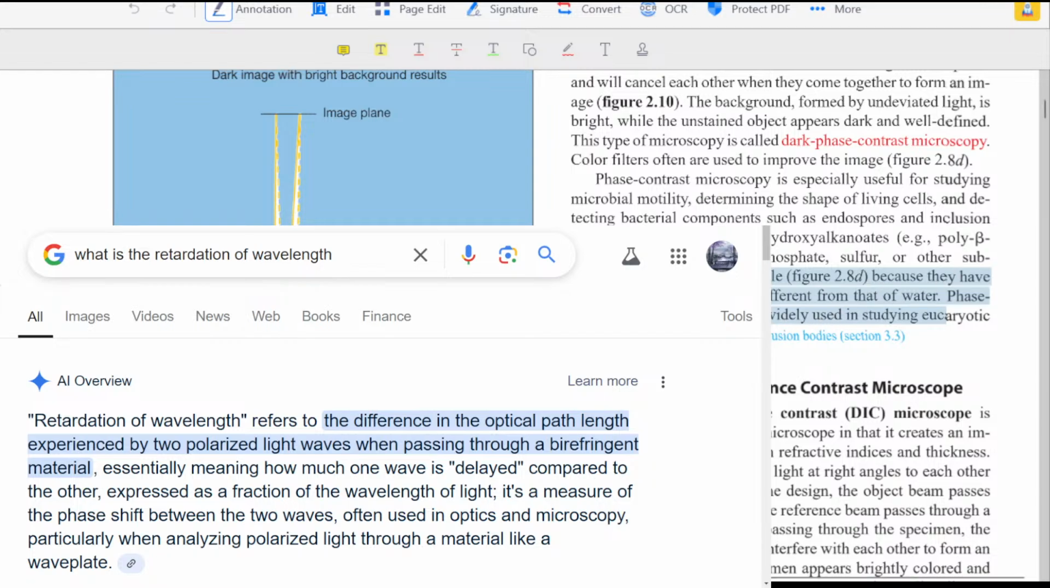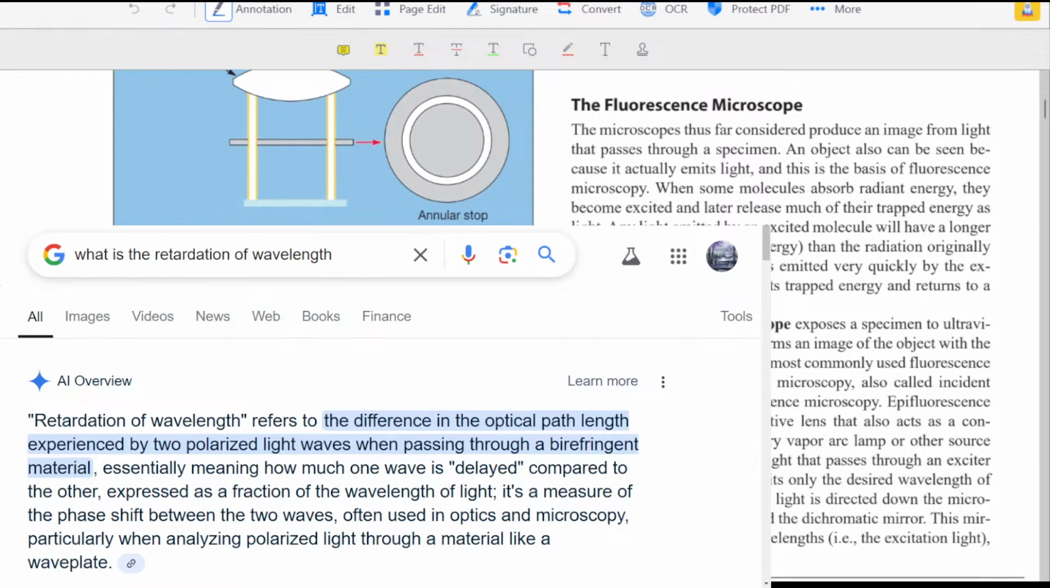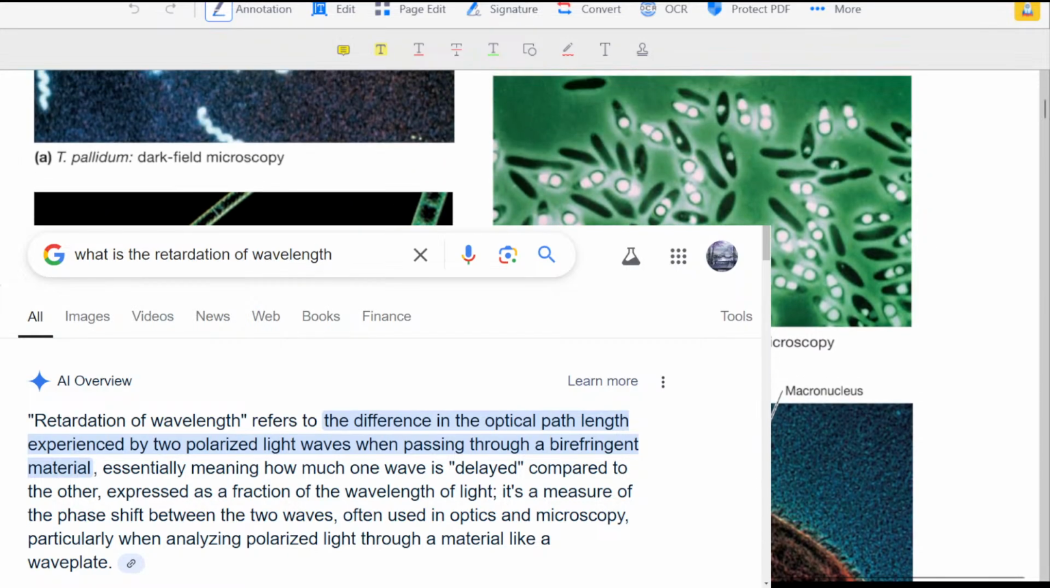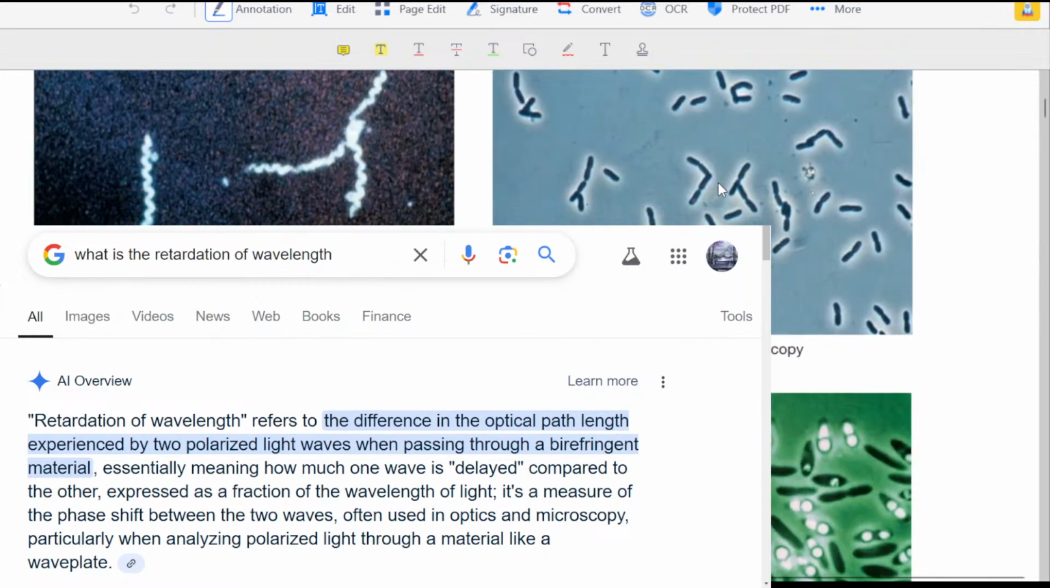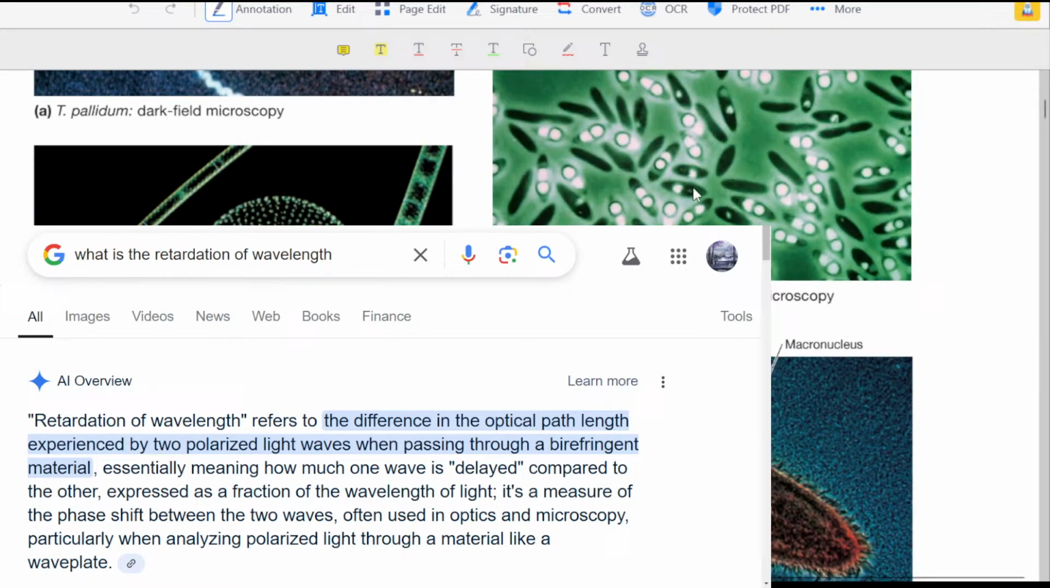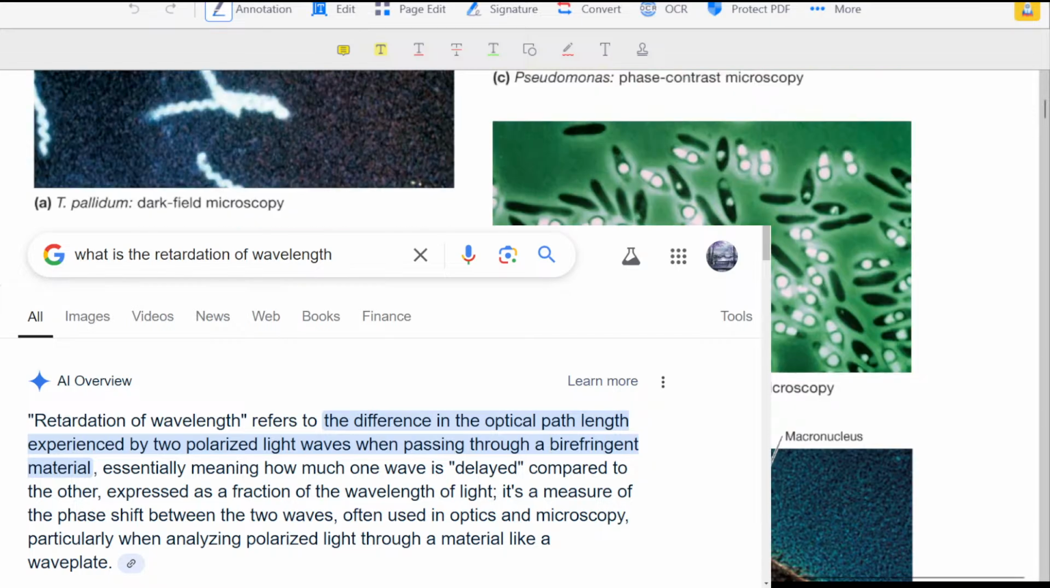So phase contrast microscopy is also widely used in studying eukaryotic cells. Wait, let me see the diagrams. So this is Pseudomonas, and Desulfotomaculum. What is this? This is a protozoa, isn't it? Wait, let me go search it on Google. Again I am doing this.